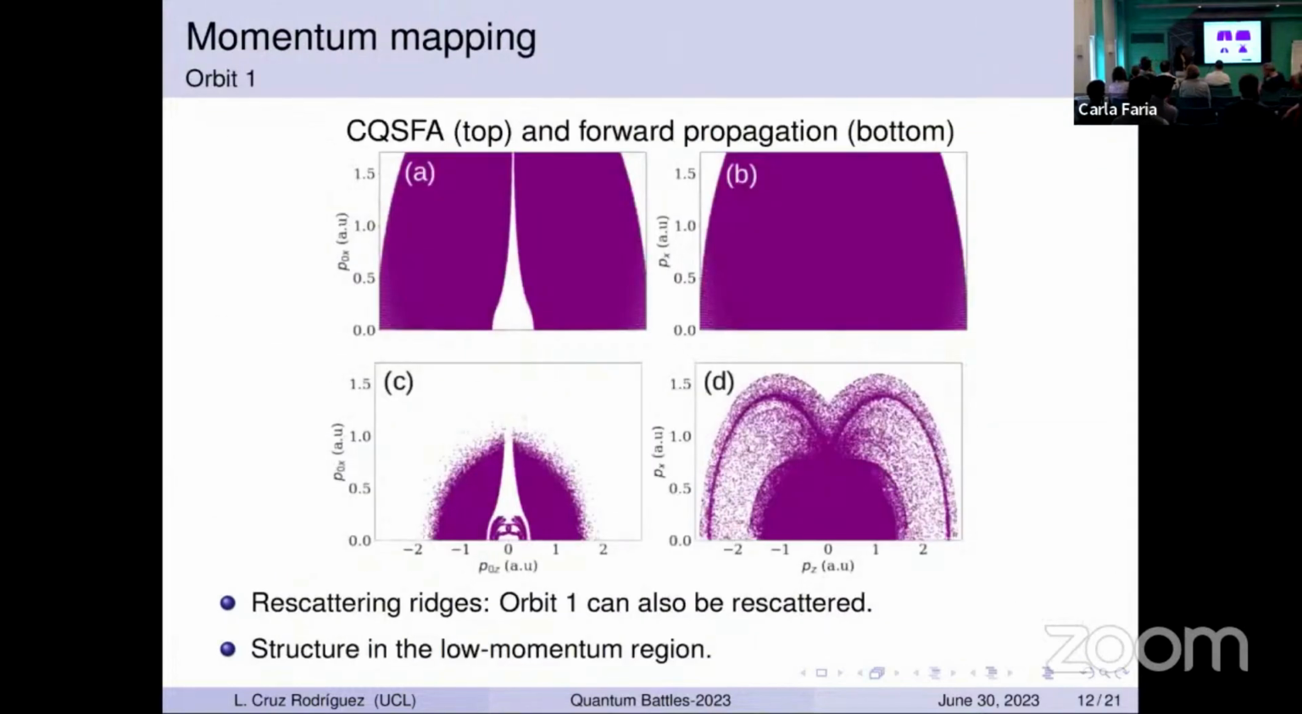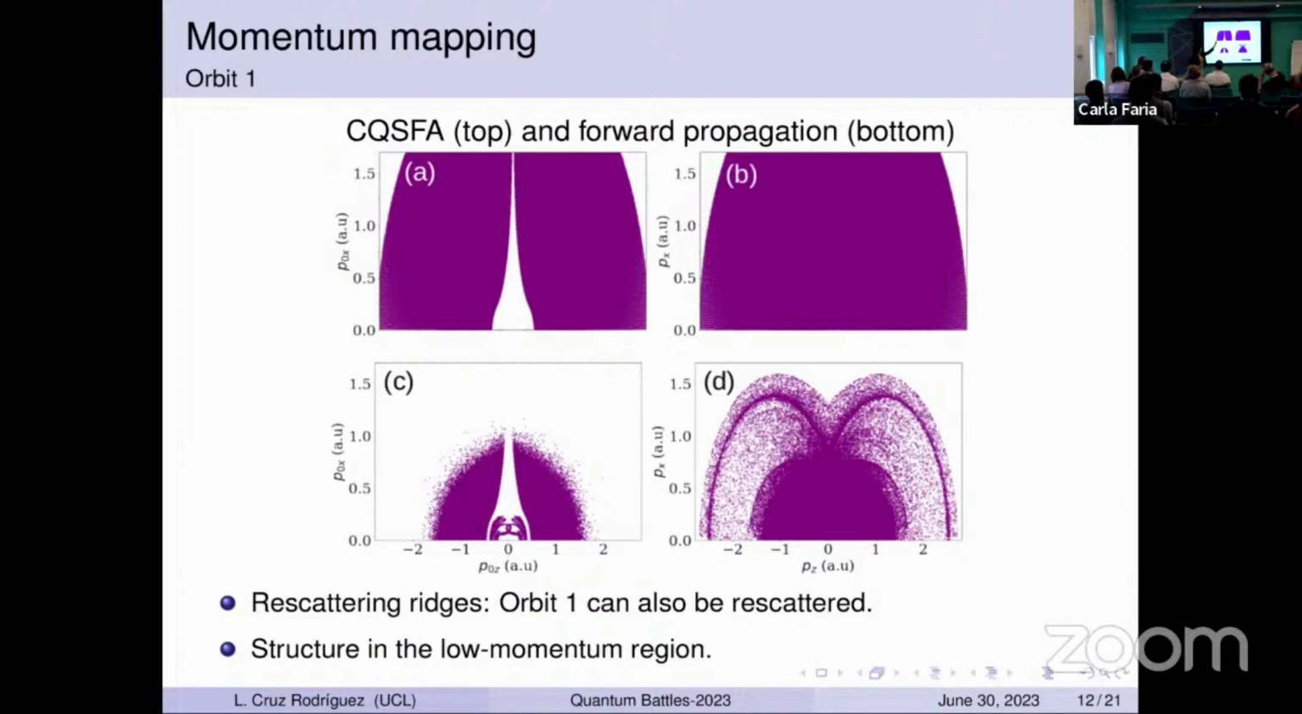This is the result for orbit 1. I don't tend to show all the orbits, but this is the standard CQSFA initial momentum for orbit 1 and the corresponding final momentum. And this is what we get with the forward propagation pattern. The main difference you can see in the initial momentum is this structure in the low momentum region that is not present in the CQSFA.